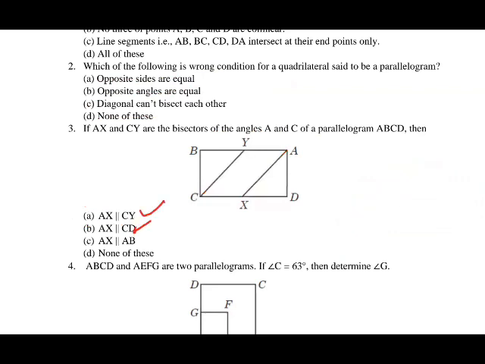This will be true, this will not. AX is parallel to AB. It's not possible. AX and AB are in opposite directions, so they are not parallel. None of this. So this is the answer: AX is parallel to CY. Correct or wrong? Yes. Okay, we'll see the next problem.